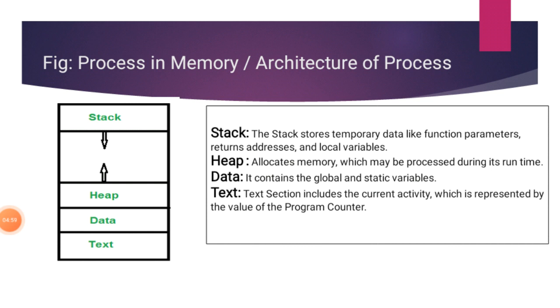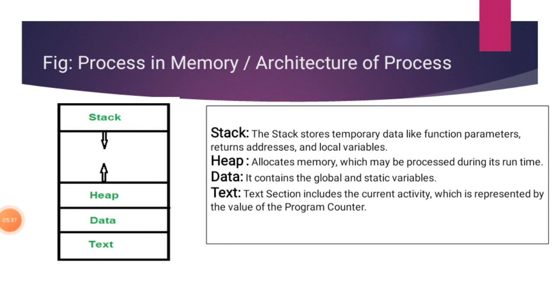So what do you mean by program counter here? Text includes the current activities. The current activities of what? The current activities of the program counter, or the value of the program counter. So what is the program counter? Program counter is one of the registers which holds the address of the next instruction. Suppose we are executing the current instruction, so after execution of that current instruction we need to go for the next instruction, right?